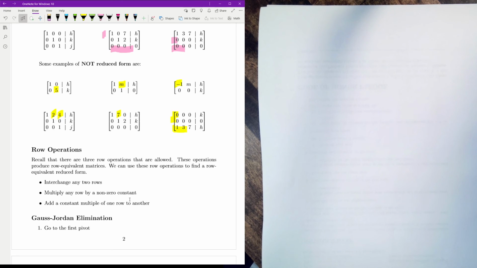So recall that there are 3 row operations that are allowed. When you do these row operations, you end up with what are called row equivalent matrices. And we use these row operations to find a row equivalent reduced form matrix. We now know what the reduced form looks like, and so we know what the row operations are: interchange any 2 rows, multiply any row by a non-zero constant, and add a constant multiple of one row to another. And that will end part 1.